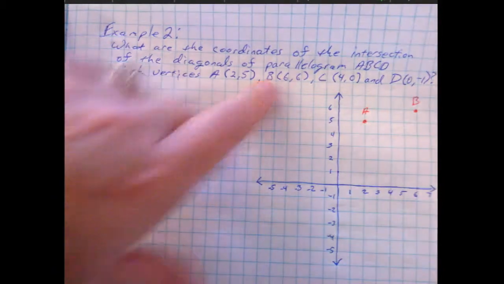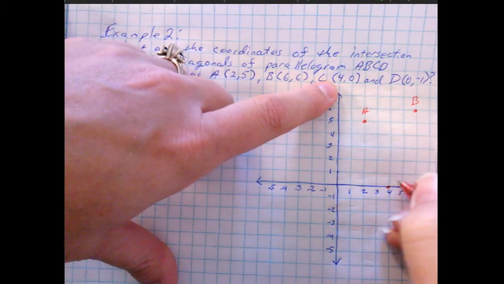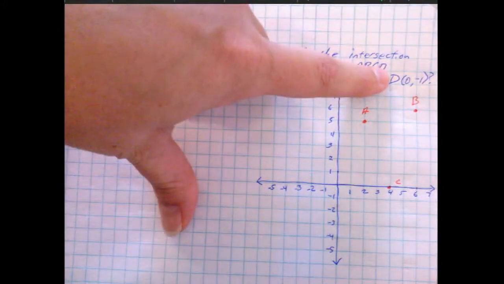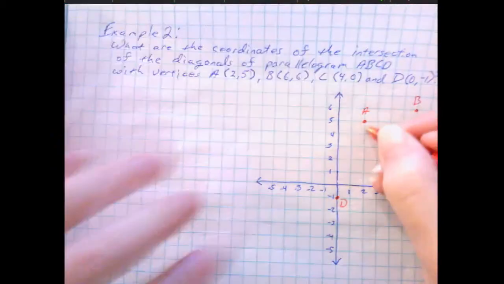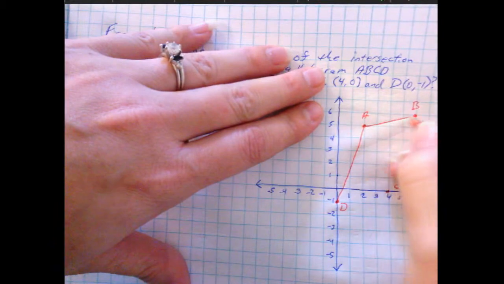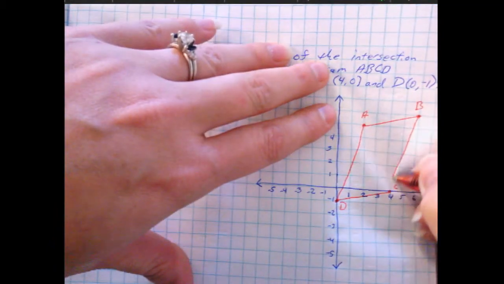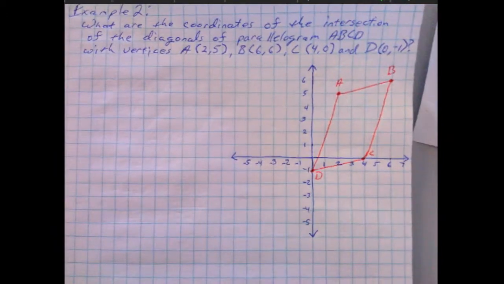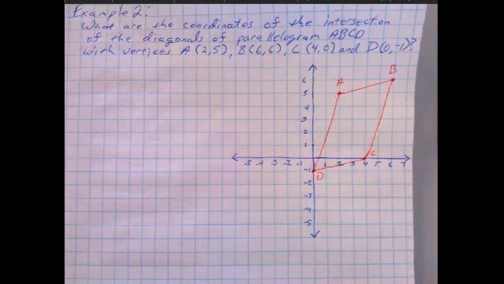And this is B. C is 4, 0. So over 4, up 0. That's C. And D is 0, negative 1. So 0 down to the negative 1. And that's D. So I'm going to go ahead and connect these to make my parallelogram. So it says, what are the coordinates of the intersection of the diagonals? So let's go ahead and draw our diagonals.